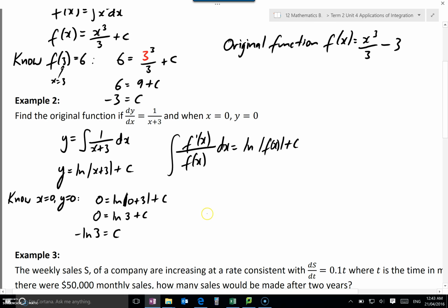So my original function will be y equals natural log of x plus 3 minus natural log of 3. And then I'll be able to use this function to substitute in any x value to find the y value without there being c's anywhere.